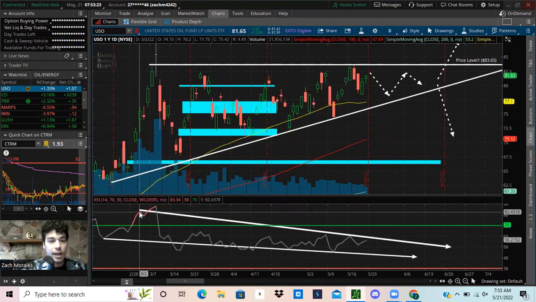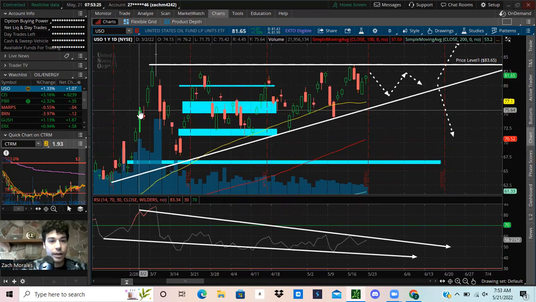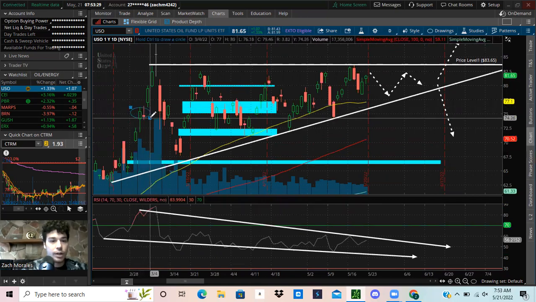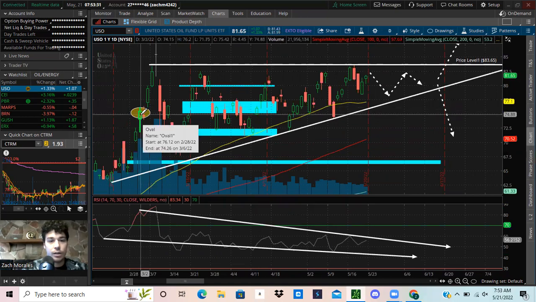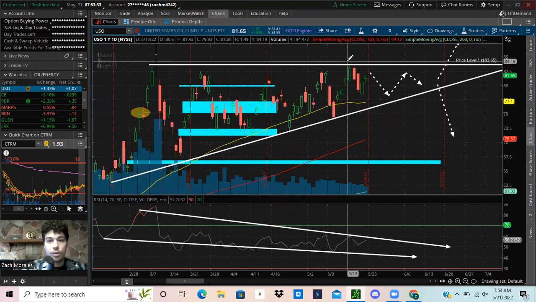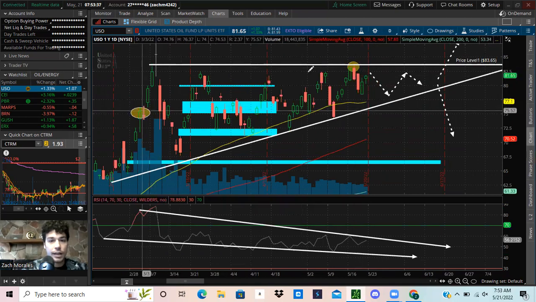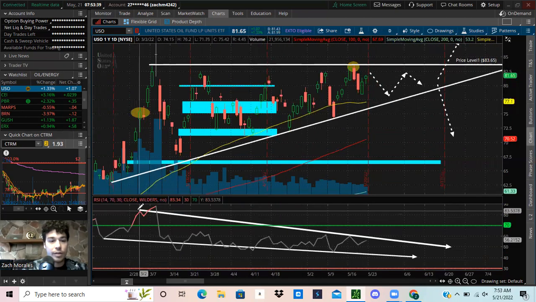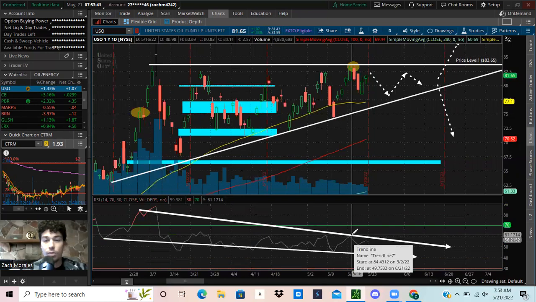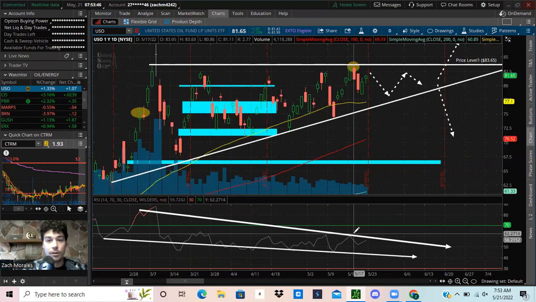If we look at the highs on this day, which would be right here. So we have a high here. Just to show you guys, we have a high here on this day. And then we come here to our most recent high. We have a high here, a higher high. But on our RSI, we have a high and a lower high. That's what's known as bearish divergence. That's a form of bearish divergence in the stock.